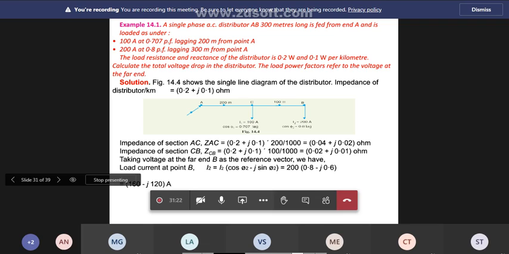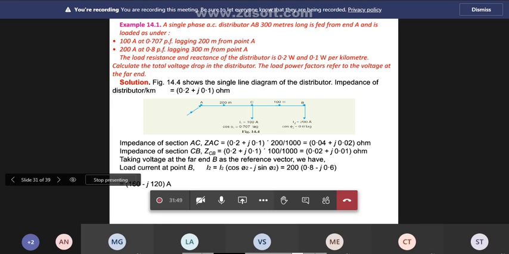Now we have to cancel that kilometer with the help of distance. One kilometer is nothing but 1000. The impedance distance of this section is 200, so 200 by 1000. The distance of this section is 100, so 100 by 1000. So the impedance of section AC is 0.04 plus j 0.02 ohm and the impedance of section CB is 0.02 plus j 0.01 ohm.